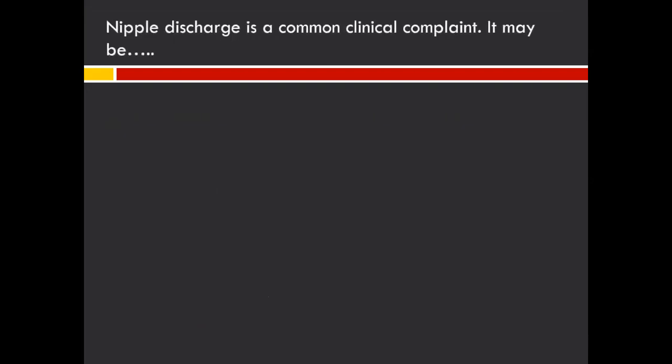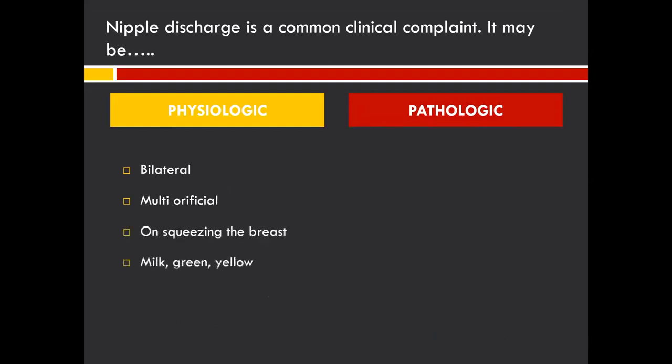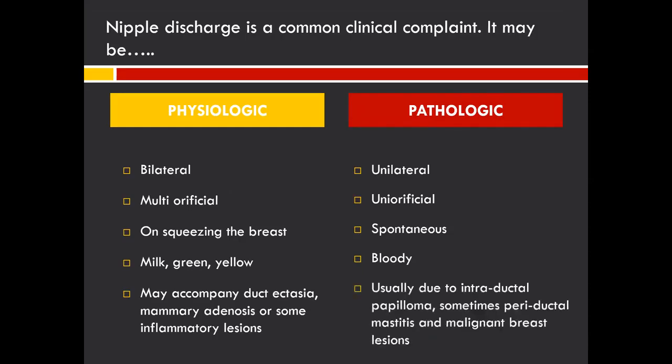Nipple discharge, as I told you, is a common clinical complaint. It might be physiologic or pathologic. Physiologic nipple discharge is usually bilateral, multi-orificial. It occurs on squeezing the breast. It is either milky, green, or yellow, and it may accompany duct ectasia, mammary adenosis, or some inflammatory breast lesions. Pathological nipple discharge, on the other hand, is usually unilateral, uniorificial. It occurs spontaneously, it is usually bloody, and it might accompany intraductal papillomas, periductal mastitis, and some malignant breast lesions.